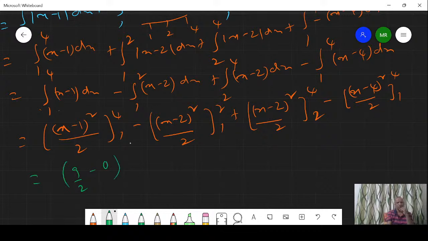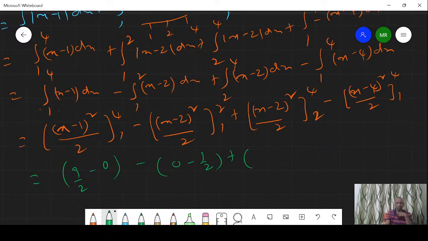Lower limit, 0 it comes. Minus this one. Upper limit: if I substitute upper limit 2, minus 2, this will be 0, minus lower limit, because I have taken 1. Lower limit is 1: 1 minus 2 minus 1 whole square, 1 by 2 it comes. So you will get 1 by 2.